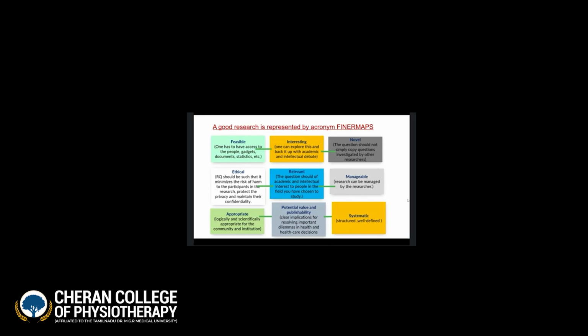So, if you take this FINER MAPS into consideration, you will be amazed to see the result of your research, which will be a good research. So, feasible: the first thing is one has to have access to the people. As I already said, we should know who will be my participants in my study, whether I have the feasibility to access those people.